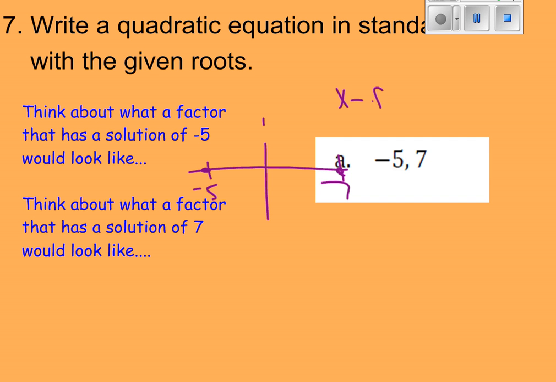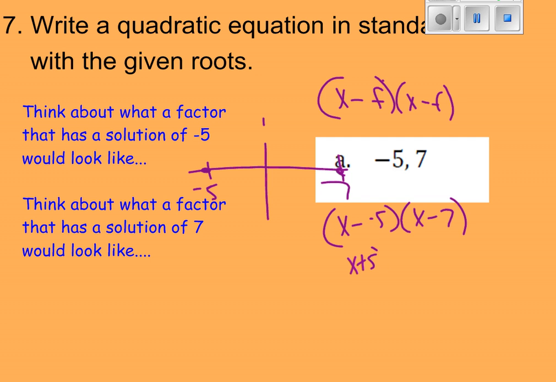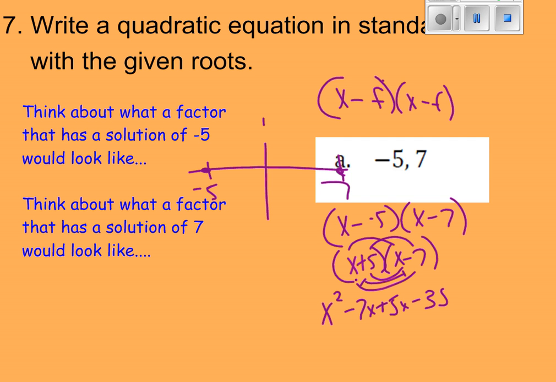x minus whatever my factor is times x minus whatever my other factor is. So if I take x minus negative 5 and x minus 7 and multiply them together, that's going to give me my quadratic function. So I take x plus 5 times x minus 7. This is where foiling comes in. First, outside, inside, last. And if you're clever, that's like a little happy face. So it's x squared minus 7x plus 5x minus 35. So together, that'll be x squared minus 2x minus 35.